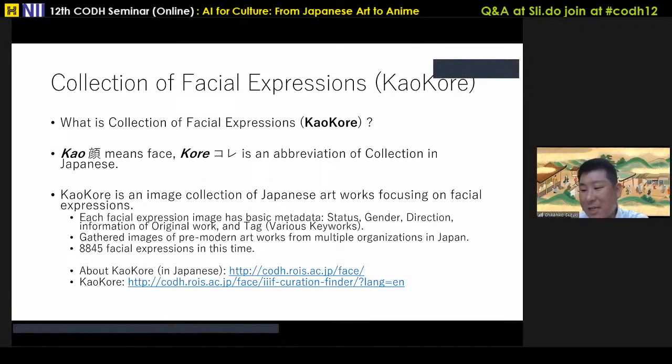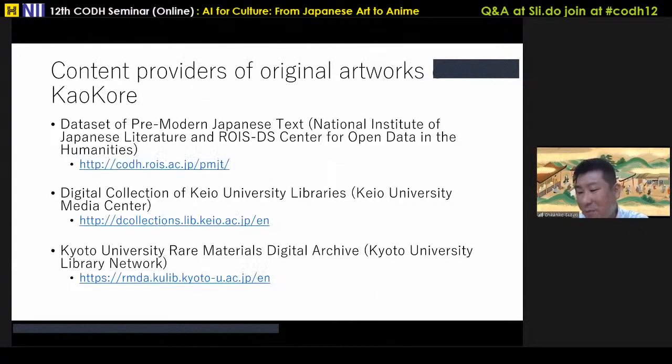We gathered images of pre-modern Japanese artworks from multiple organizations in Japan. Now we have 8,845 facial expressions in KaoKore. This is a list of content providers of the original artworks. Okay, I'll show you some examples.